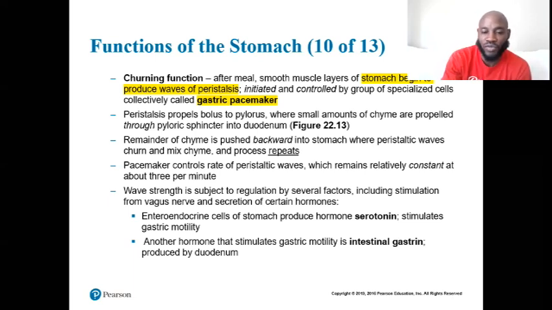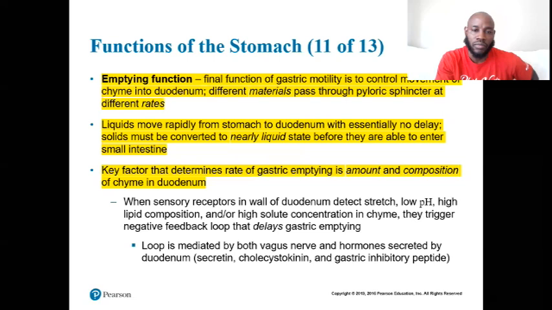There's a couple of hormones involved. Serotonin stimulates gastric motility, and then you also have intestinal gastrin, which also stimulates gastric motility. Then we have the emptying function, the final function, which controls movement of the chyme into the duodenum. Different materials pass through the pyloric sphincter at a different rate.